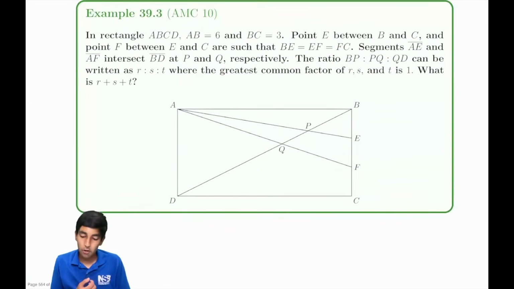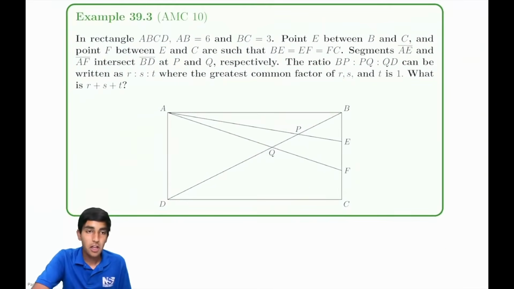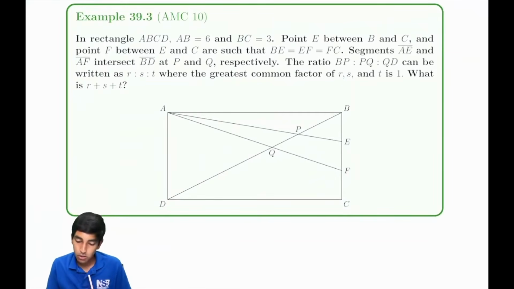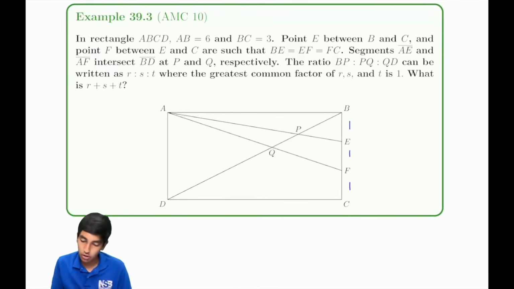Okay, now let's check out another problem where we have to impose our own coordinate system. In rectangle ABCD, AB is 6, BC is 3. Point E is between B and C. Point F is between E and C, such that BE, EF, FC are each 1, because BC in total is 3. Segments AE and AF intersect BD at points P and Q. We're asked to find this ratio of lengths.